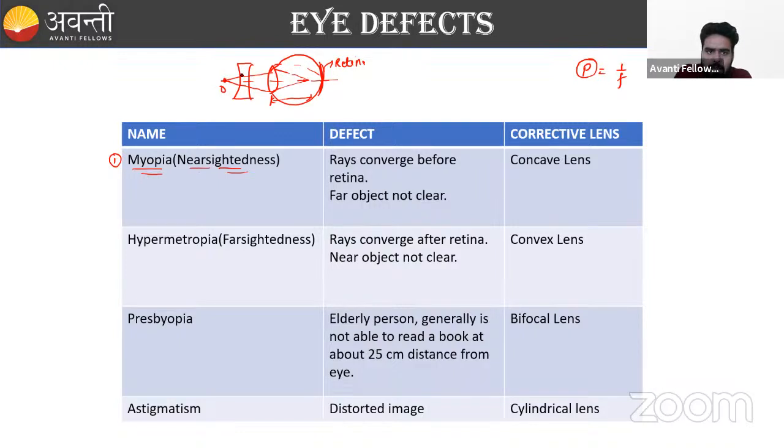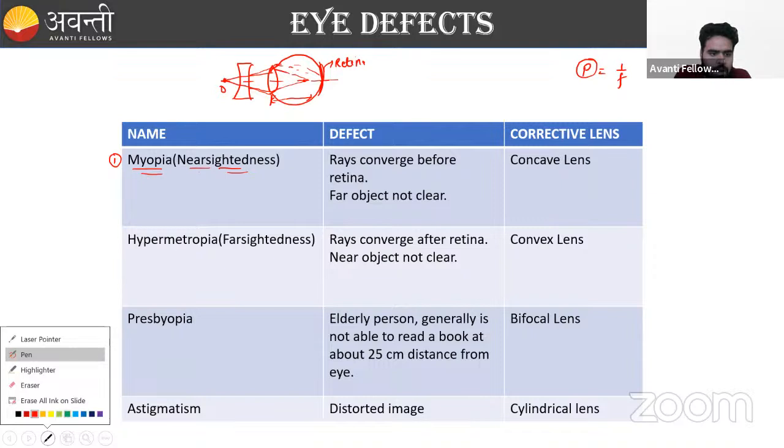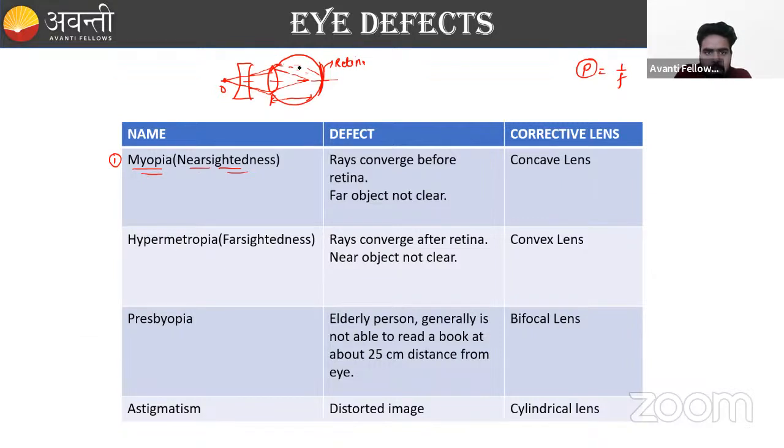When the ray passes through this diverging type of lens, what will happen, guys? The ray does not meet at this earlier point, it will meet at this later point, and finally the image is formed at the retina. So by using the concave lens, myopia can be removed, right? The second defect is hypermetropia. Hypermetropia is also known as farsightedness.